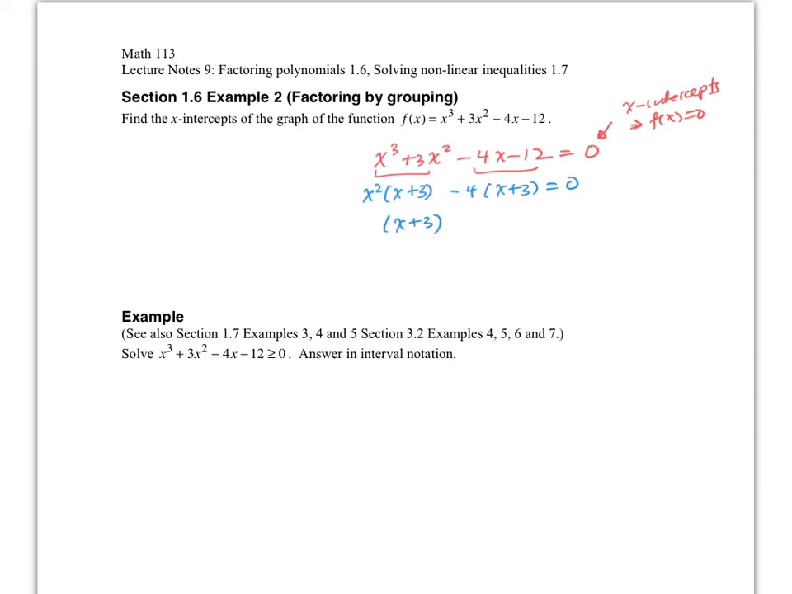Remember, when you do grouping, whatever is the thing in common, which in this case is x plus 3 or the GCF, you only write it once. And whatever is left goes in the other parenthesis. And then in this case, you can factor this one more time, the second part. So this is x minus 2, and x plus 2 equals to 0. So therefore, the x-intercepts are negative 3, 2, and minus 2. Remember, this is where it crosses the x-axis.